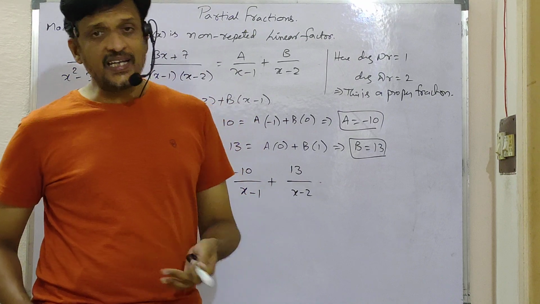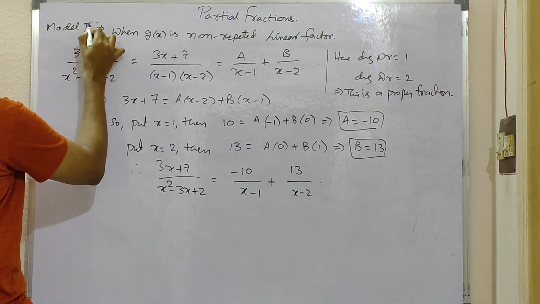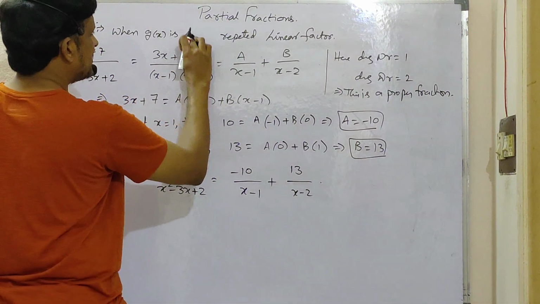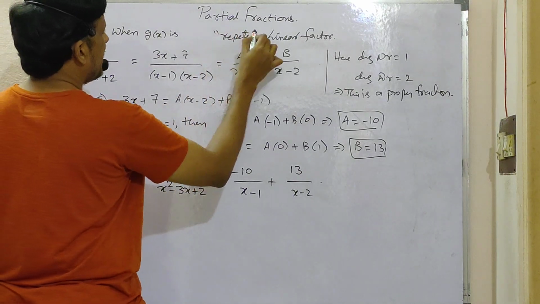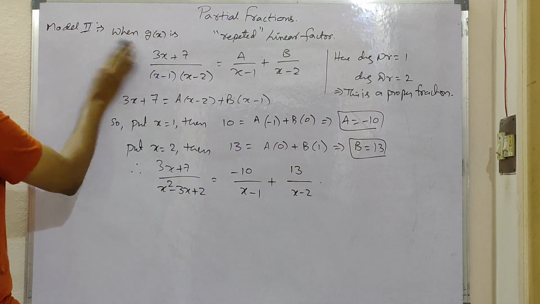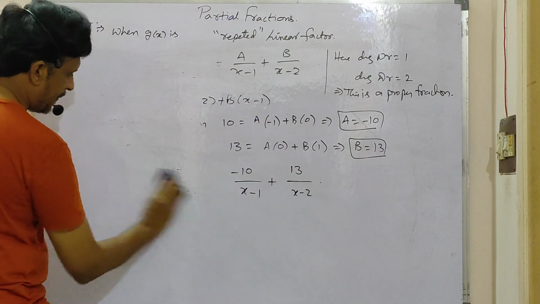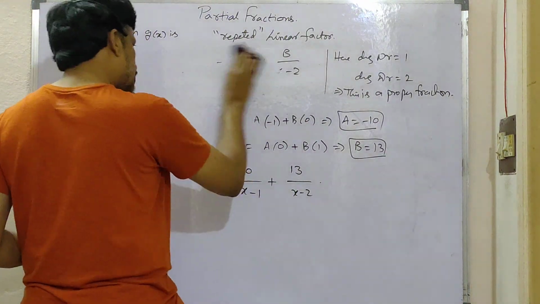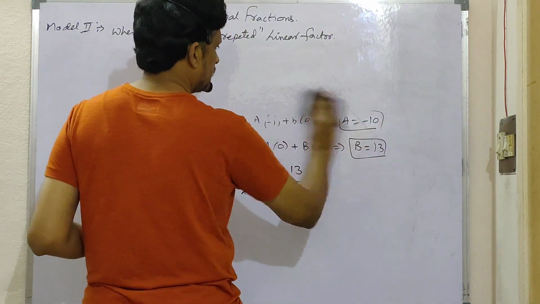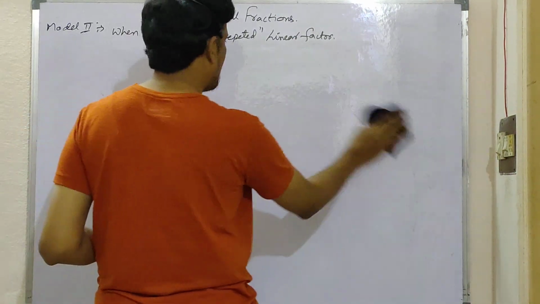So what about repeated linear factors? That is the second model. Now the second model is when g(x) consists of a repeated linear factor. Observe the difference. In the first model, the denominator consists of non-repeated linear factors. Here also linear factors only, but it is a repeated one, means whole square and whole cube can be observed here for the given linear factor.